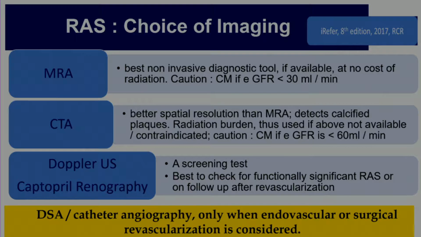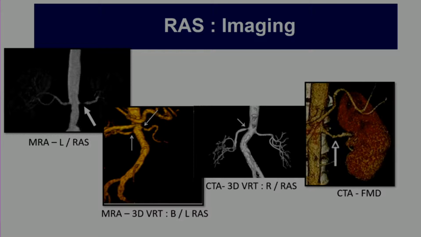Doppler ultrasound, yes, it is a screening test, as I said before, and captopril if you want to find out the functionally significant renal stenosis before you embark on angioplasty. And DSA and catheter angiography only when endovascular or surgical revascularization is considered. So you need to select your patient according to the available imaging methods and the expertise in the institution.